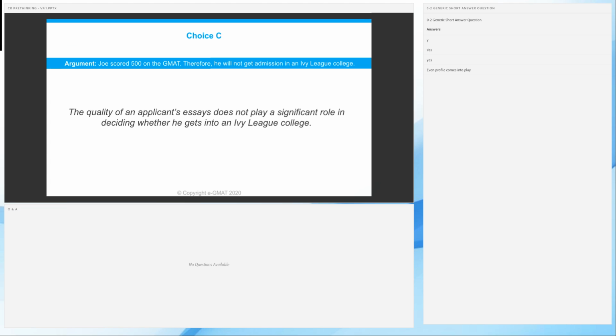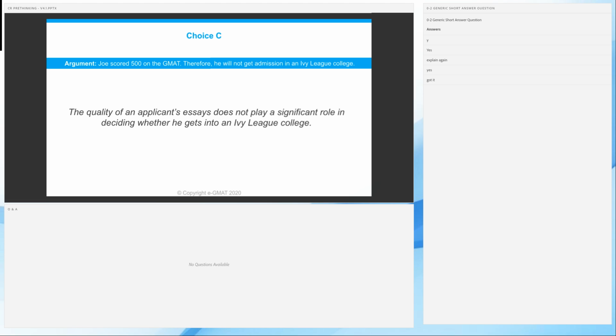By the way, the next choice that we're going to talk about is something which alludes to this. The quality of an applicant's essay does not play a significant role in deciding whether he gets into an Ivy League college. You're going to get this. I'm going to explain this about 7 times in this session. So you're going to get this. I understand some of you won't get it, but about 70-75% of you should have gotten it. So this is an option that we have to evaluate.